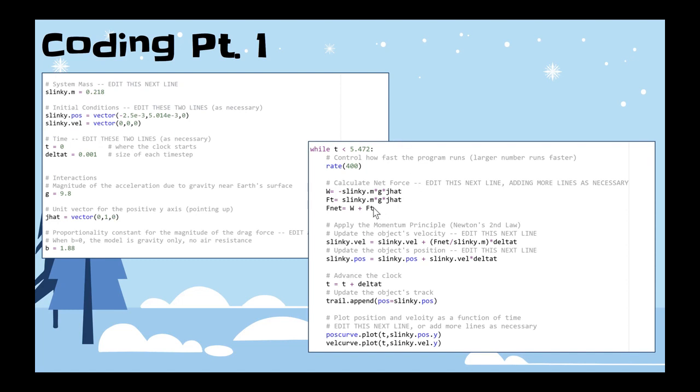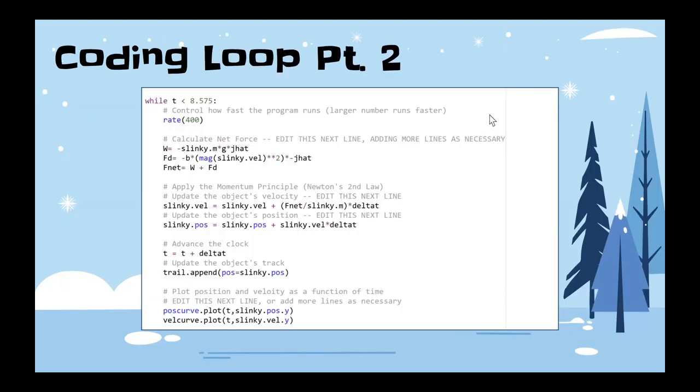The net force is the weight force plus the tension force from the slinky. We know the tension force is pointing up. We have the velocity update and position update formulas from the momentum principle, and that's about it. So I had to create a loop for this.